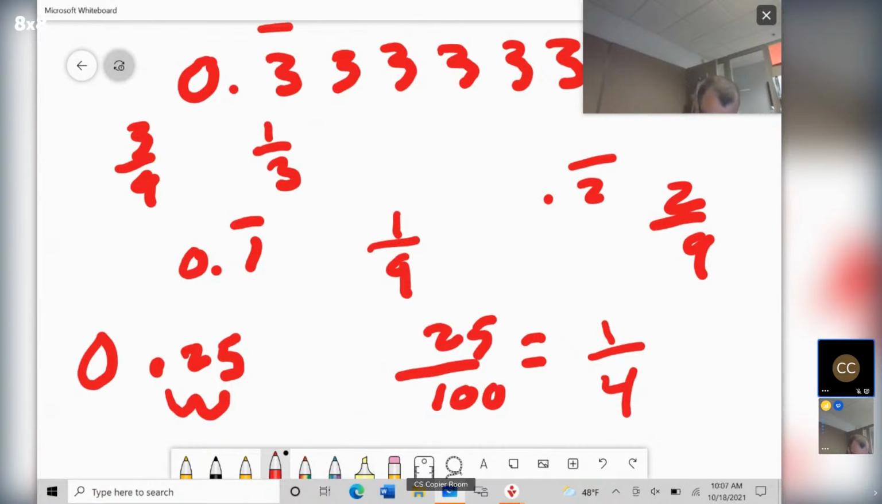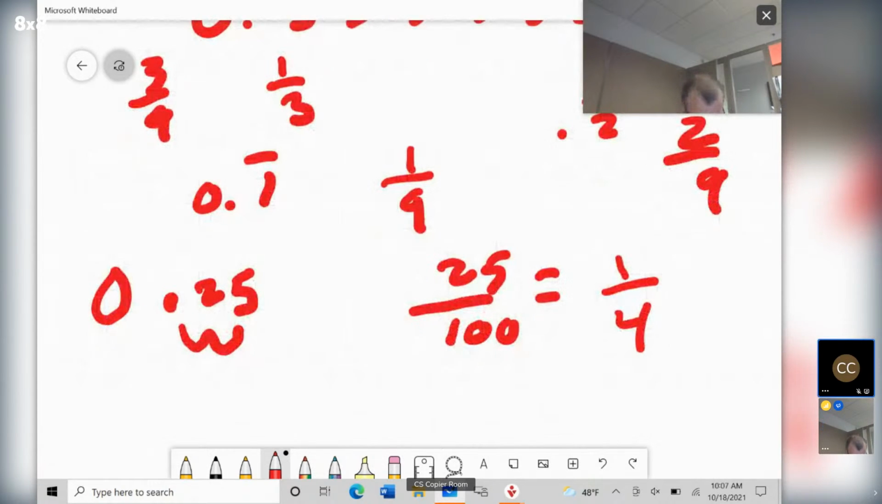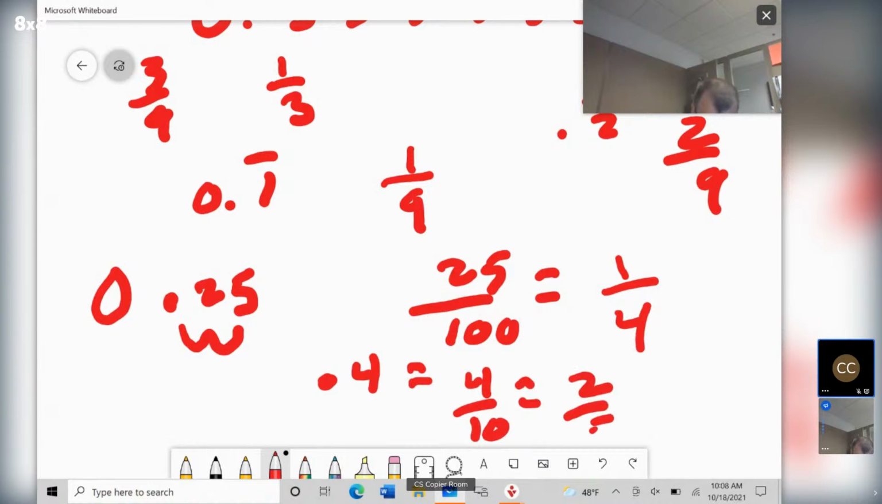Okay, let's do one more here. If we do 0.4, you would say that is 4/10. So that's going to be 4/10, and reduce that, that would be 2/5. Okay, so just remember the key indicator is how many numbers are to the right of the decimal.